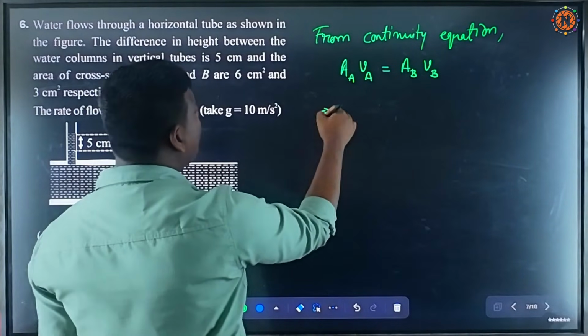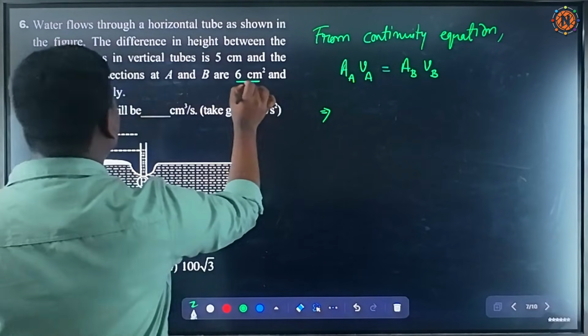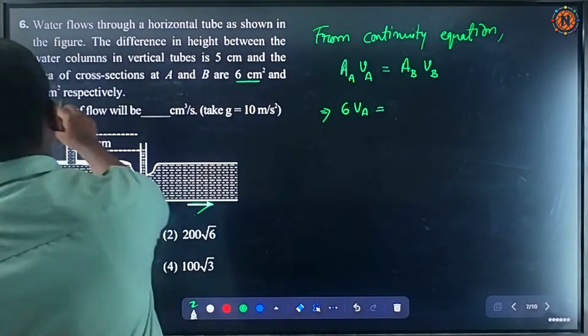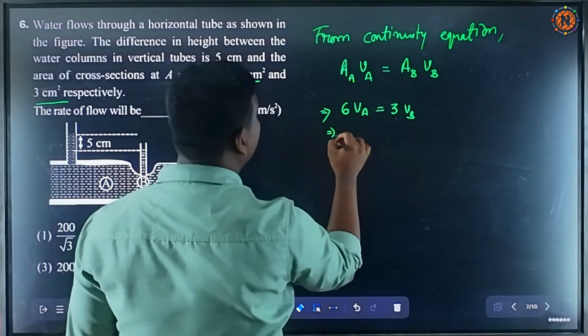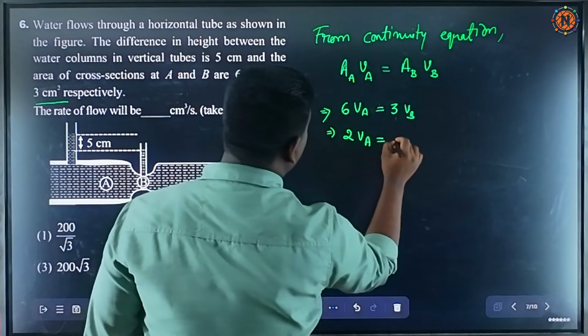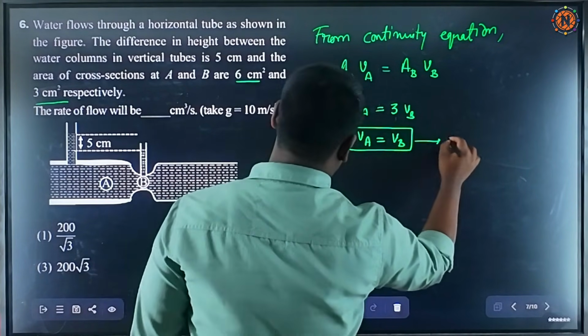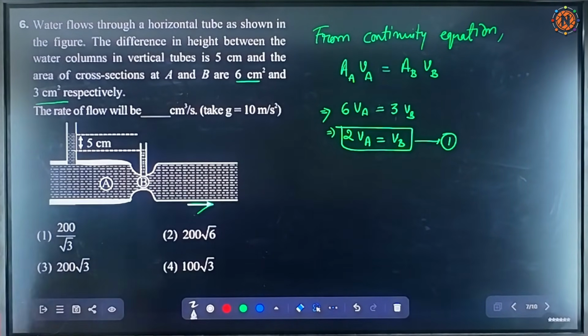Okay, and area at point A is given as how much? This area is given as 6. So 6 VA equals area at point B, which is given as 3, times VB. So from this we got 2 VA equal to VB. So this is equation number 1. Okay. Now we can use Bernoulli's equation. In this type of question, always use Bernoulli's equation.